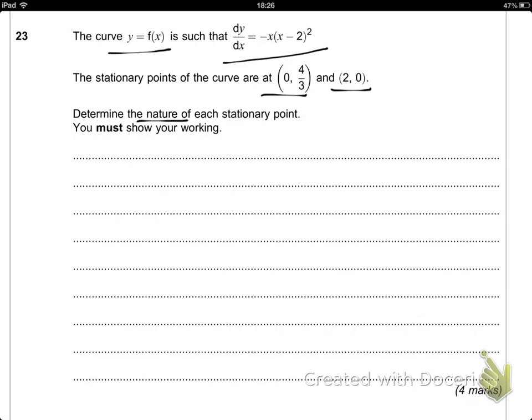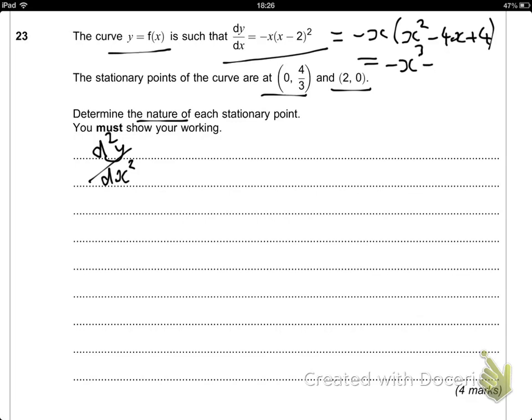Now you should know that the only way that you could determine whether it was a maximum or a minimum is by d squared y by dx squared. So what we need to do is differentiate this. Now we can't differentiate it while it is in the bracket, so we need to get rid of the bracket. So we square out that bracket, you get x squared minus 4x plus 4. Get rid of the big bracket, so you get minus x cubed plus 4x squared, beg your pardon, minus 4x. So that is dy by dx.